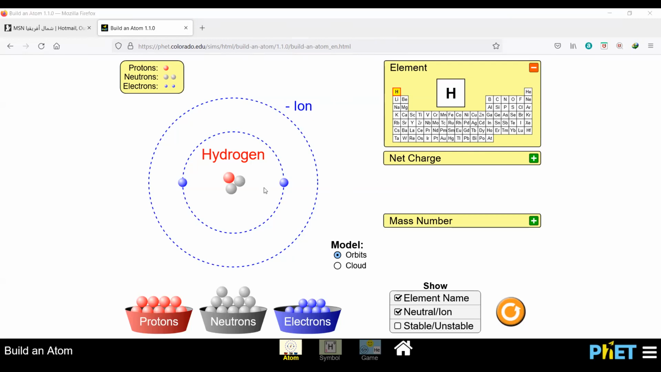Positive. I will ask you all, don't worry. And neutrons? Neutrons are neutral. Yes, they are uncharged, neutral. Okay. And how about electrons? Negative. Very good. Thank you.